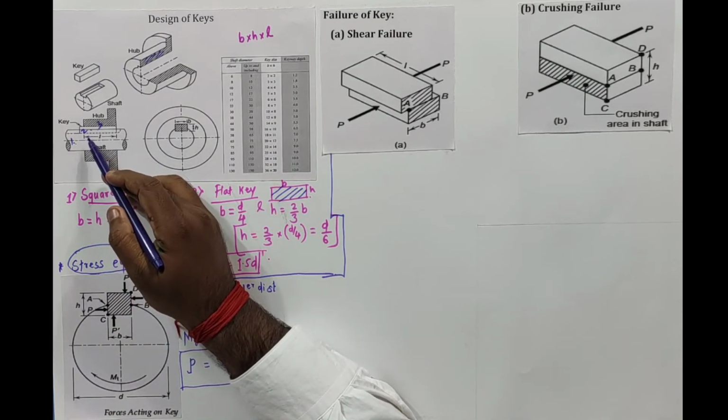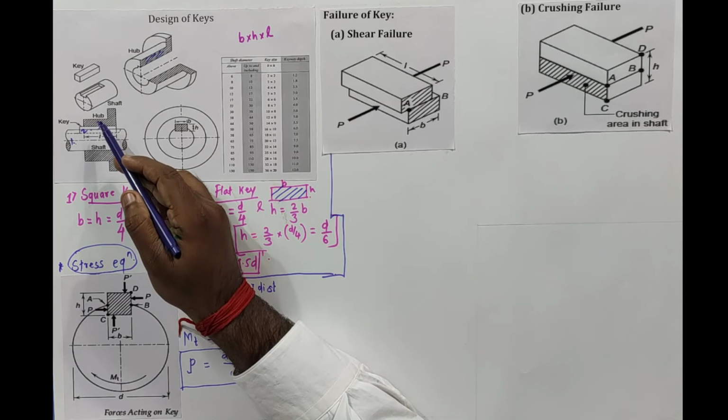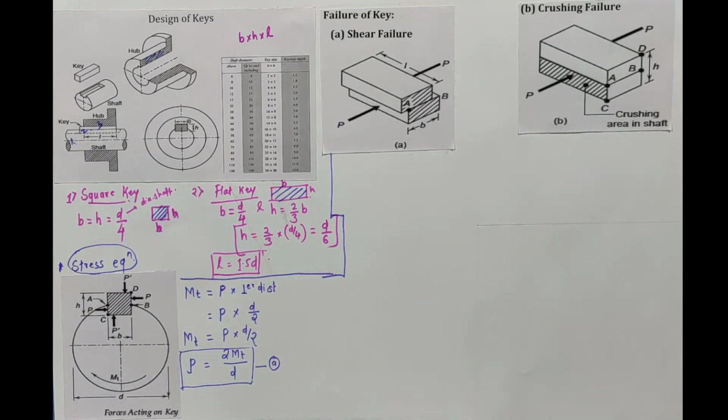While in case of rotation, there might be chances of shearing of the stress in between shaft and hub. Because of that, a crack forms through which breaking will occur. That we call a shear failure. So here the key gets damaged or breaks by shear failure. So the first type of failure occurring in keys is shear failure.